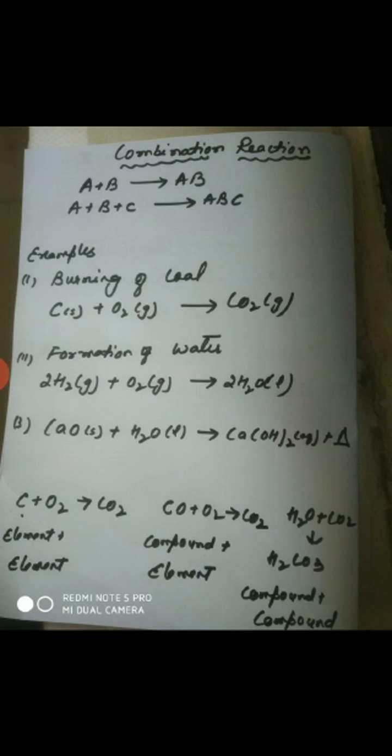The second example is of element and compound. Carbon monoxide is a compound and oxygen is an element. They combine to form carbon dioxide. The third example is compound and compound. The example of calcium oxide with water. Both are compounds and they form calcium hydroxide.